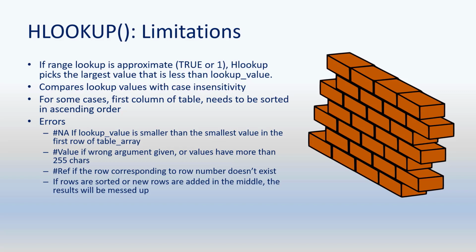Not available error appears if the lookup value is smaller than the smallest value in the first row of the table array. Then the value error comes if the wrong arguments are given or values have more than 255 characters. Reference error happens if the row corresponding to the row number doesn't exist. That means in the argument, if you put row number as 5, but the array doesn't contain row number 5, the reference error will populate.